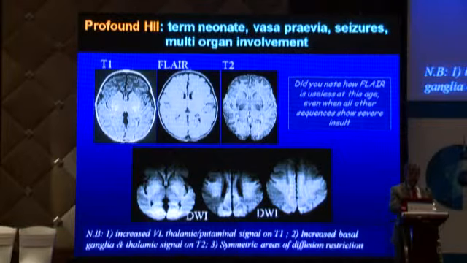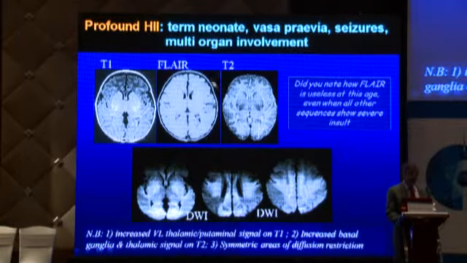This is a profound hypoxic ischemic injury pattern. Look at the T1 where you've lost the normal PLIC, and you can see increased signal in the posterior putamen and the ventrolateral thalami. Look at the increased T2 signal in the basal ganglia, and look at the diffusion restriction. These are trace images, and these all turn dark on ADC maps.